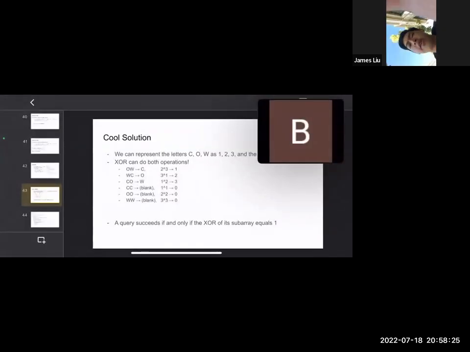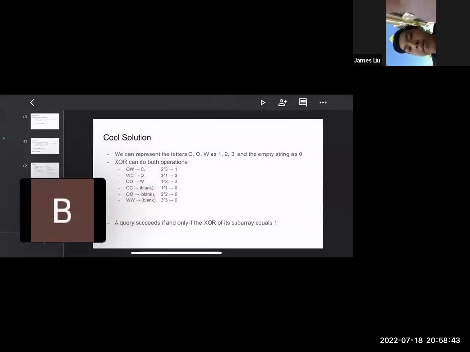All right. Now here's a cool alternative solution that somebody came up with. It's that we can represent the letters C, O, W as 1, 2, and 3. And then we can represent the empty string as 0. With some properties of XOR, we can actually combine both operations into one operation.